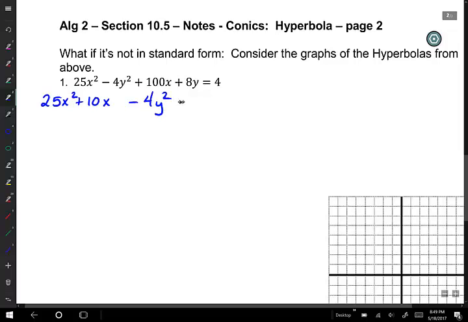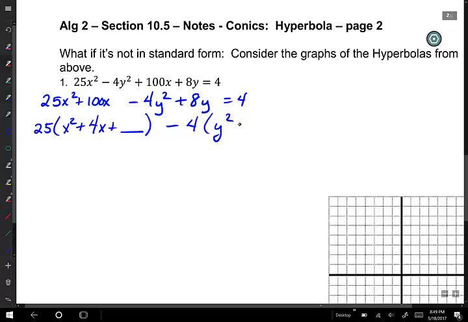So -4y squared plus 8y equals 4. Our next step is to factor out the 25, just like we did on the previous problem. So x squared plus 4x plus blank minus 4y squared, and here's the tricky part right here.